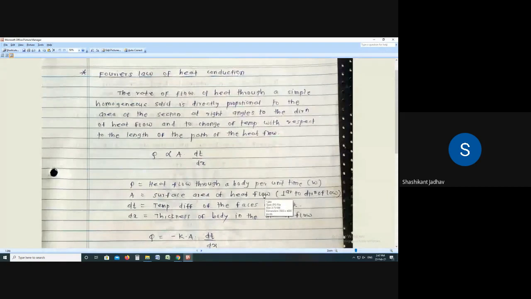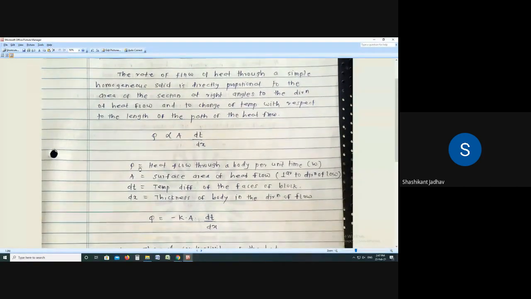Okay, so yesterday we discussed Fourier's law of heat conduction, that is, the rate of heat flow through a simple homogeneous solid is directly proportional to the area of section at right angles to the direction of heat flow. So Q is directly proportional to area and dT by dx. This dT by dx is nothing but the temperature gradient, meaning change in temperature with respect to distance. So Q is nothing but heat flow through a body.